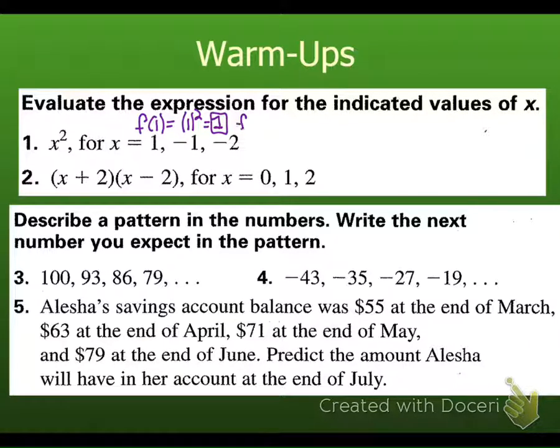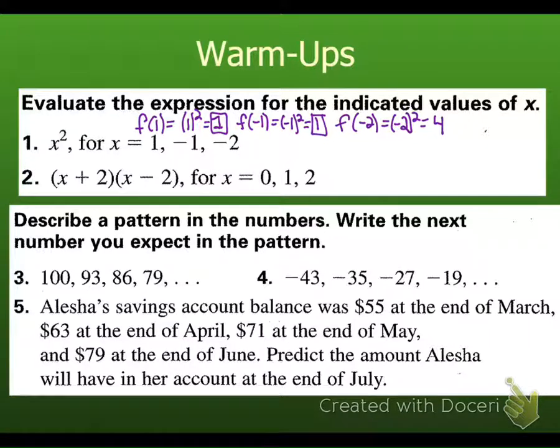Next one up, we have f of negative 1, which is negative 1 squared. Can somebody tell me what negative 1 squared is? 1. Nice job, guys. And last but not least, we have f of negative 2, which is going to be negative 2 squared. What's negative 2 squared? 4, because it's the same thing as negative 2 times negative 2.